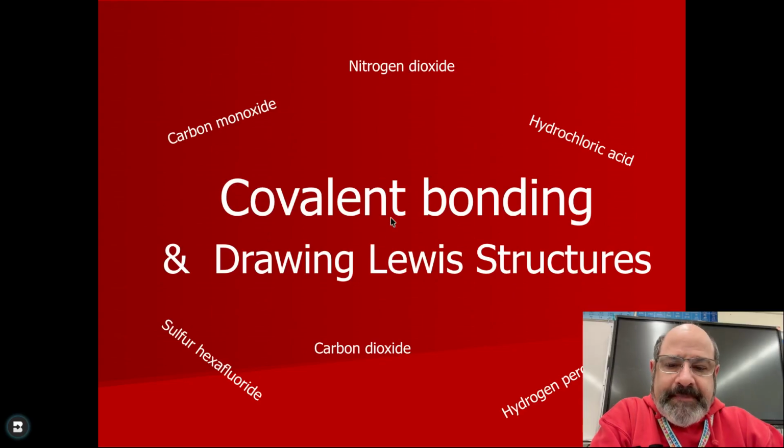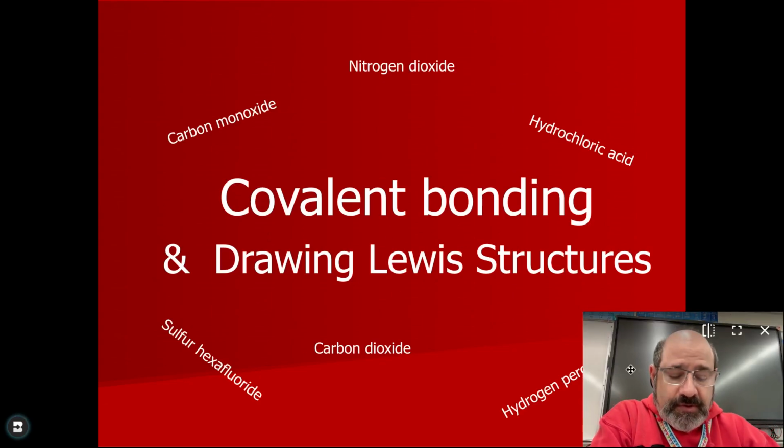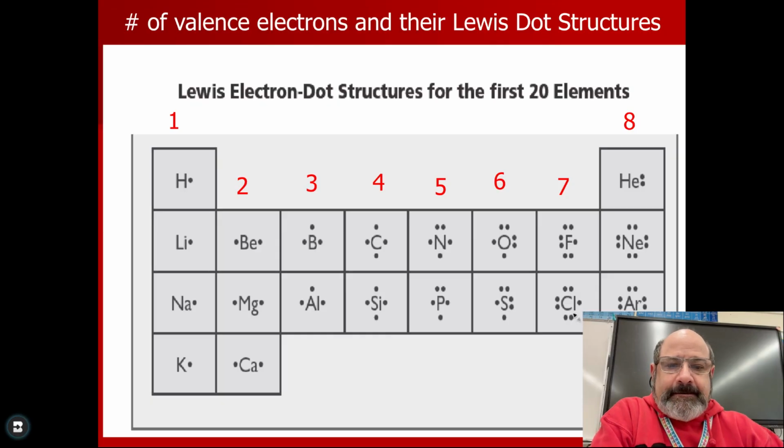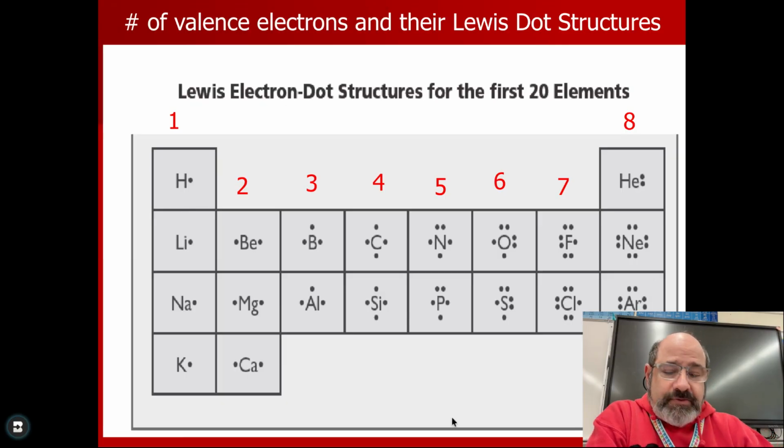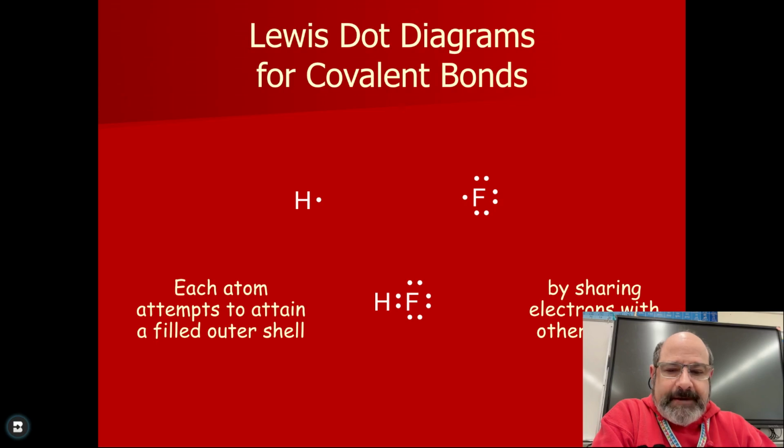We're doing covalent bonding and drawing some Lewis structures. So here are our Lewis structures for the first elements. Everyone in the first row 1, second row 2, third row 3, fourth row 4, fifth row 5. Notice they're starting to pair. Sixth row 6, 2 pairs. Seventh row 3 pairs. And eighth row, noble gases are not interested in bonding. They have their full octet.